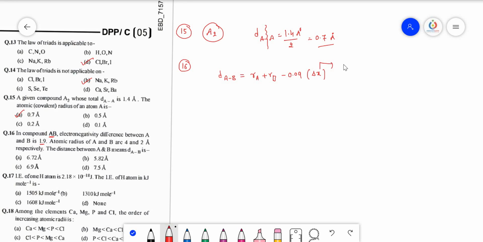This delta x means it is nothing but the difference in electronegativity. So D_AB is equal to the radius of the A atom plus the radius of B. A is 4 angstroms, B is 2 angstroms. So 4 plus 2 angstroms minus 0.09 times the difference in electronegativity. The difference in electronegativity is directly mentioned as 1.9. So by substituting all these values, we get D_AB as 5.82 angstroms. So option B is correct.